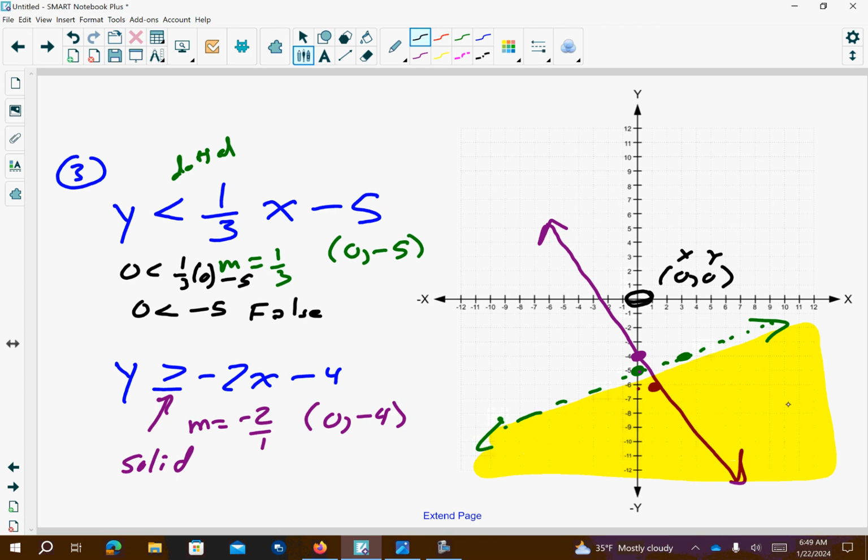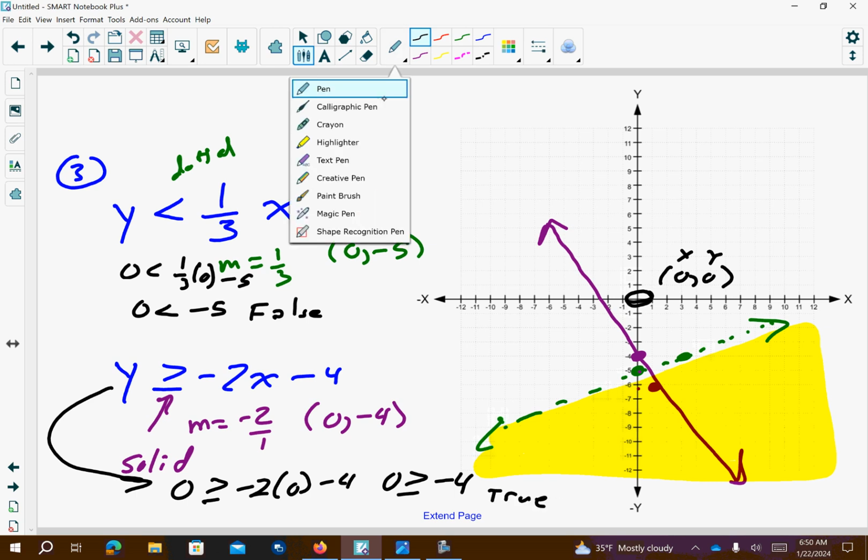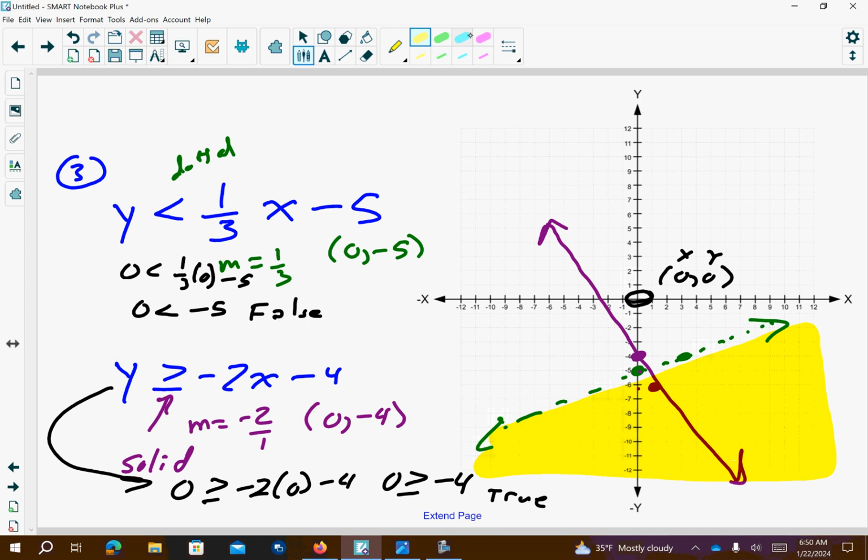of our purple line. So let's take our 0, 0 and plug it in here. So I get 0 is greater than or equal to negative 2 times 0 minus 4, so is 0 greater than or equal to negative 4? 0 is actually further to the right on the number line, so this makes a true statement. So this means I'm going to shade the side of the purple line that the 0, 0 is on. So I'm going to shade over here.